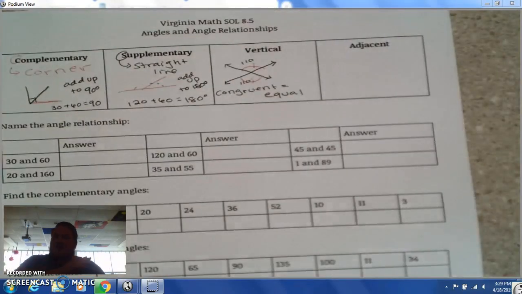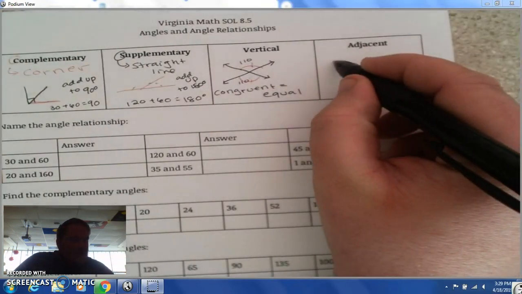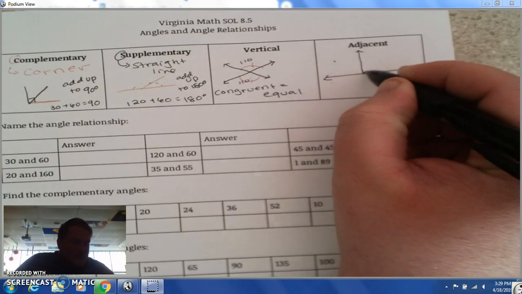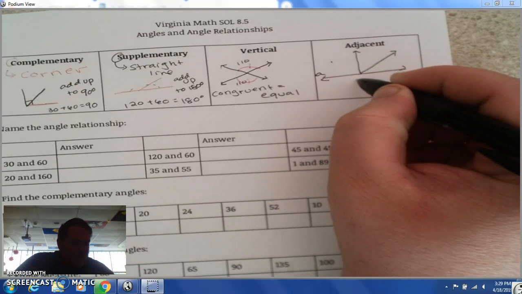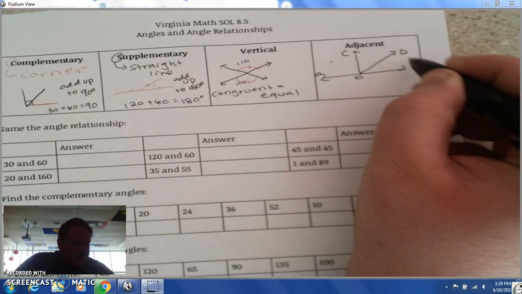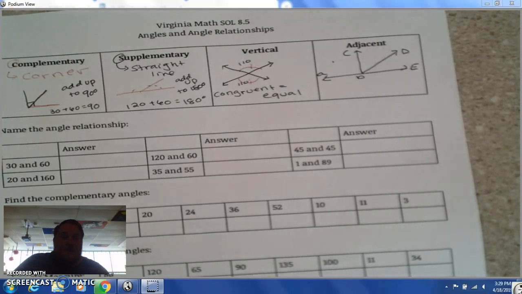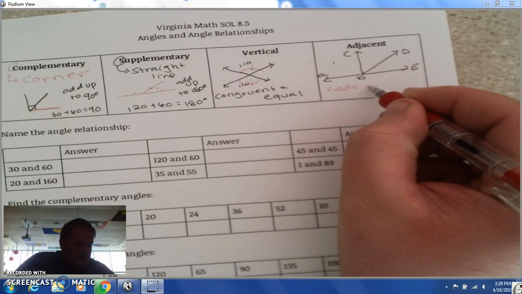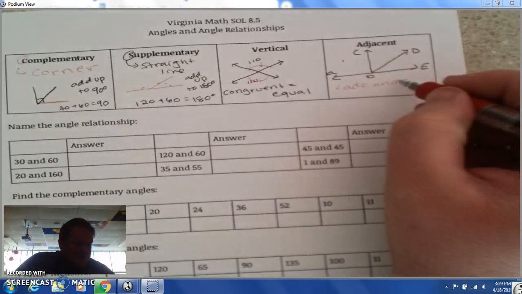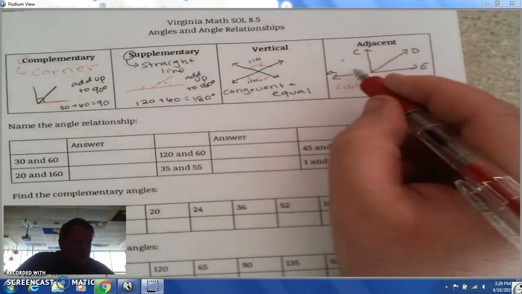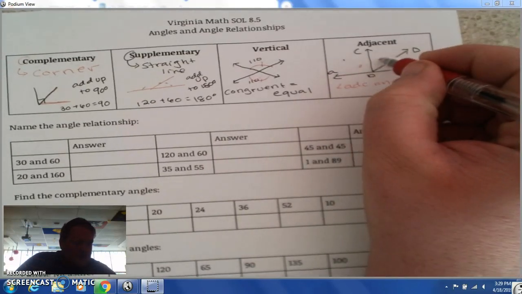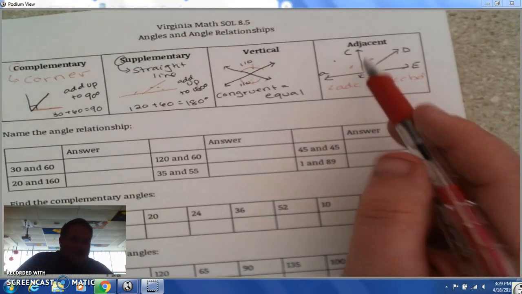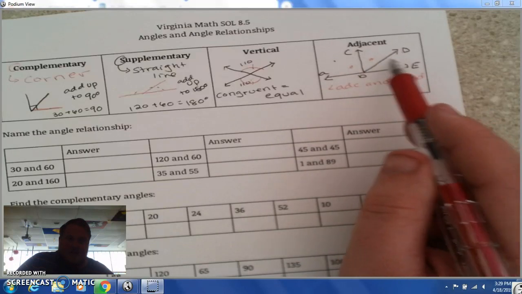Now, adjacent angles, or joined angles, are angles that are right beside each other. So let's say I draw my little angles, okay, and I label A, B, C, D, and E. Angles that are right beside each other, angle ADC, okay, and CBD, because they're literally right beside each other, okay? They're BFFs. Now, EBD would be adjacent to DBC because they're right next to each other, okay?